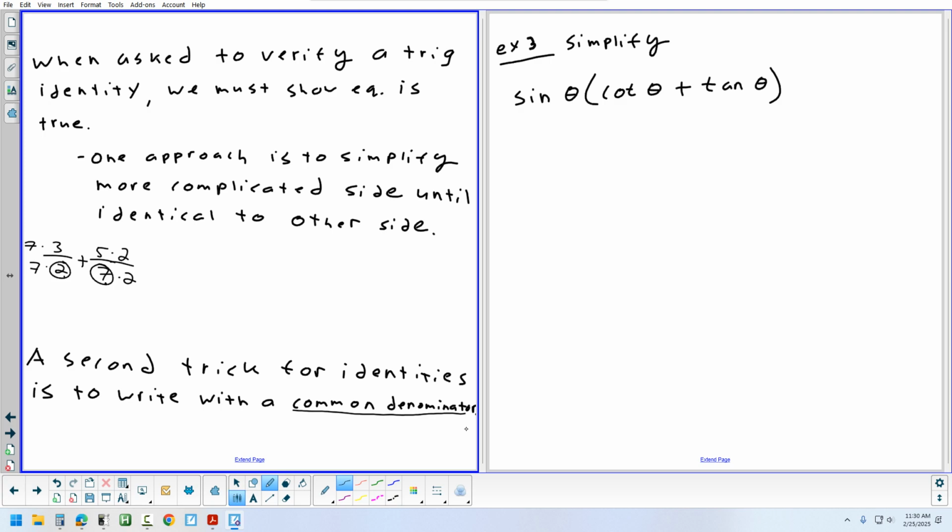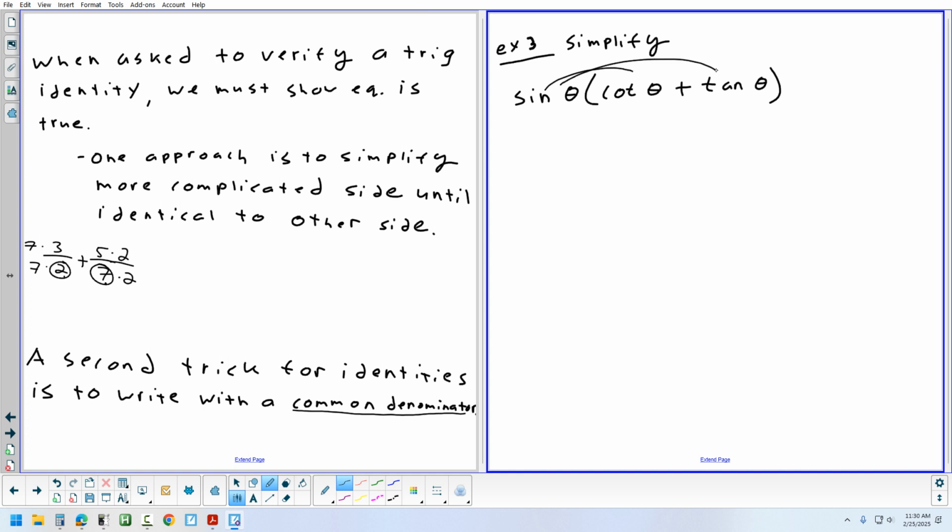Anybody have an idea of what property we're going to use in this problem first? And it's a property you use in Algebra 1 all the time. Distributive. Yeah, we're going to use distributive. If you were saying change to sines and cosines, you can. You're going to have to do both. So at some point, you need to change everything to sines and cosines, and at some point, you need to distribute. I like to do distributive first. So we're going to have sine times cotangent, and then sine times tangent.